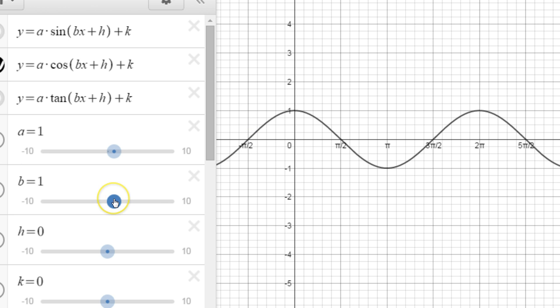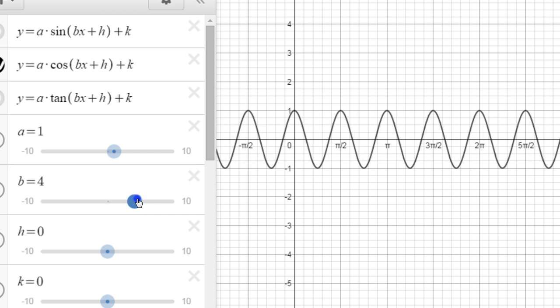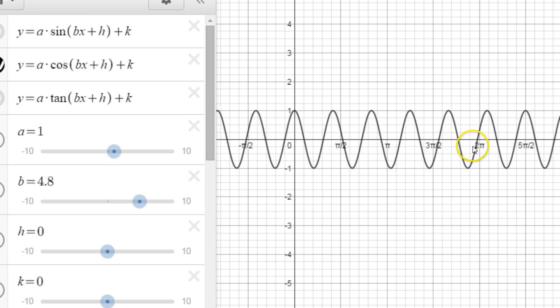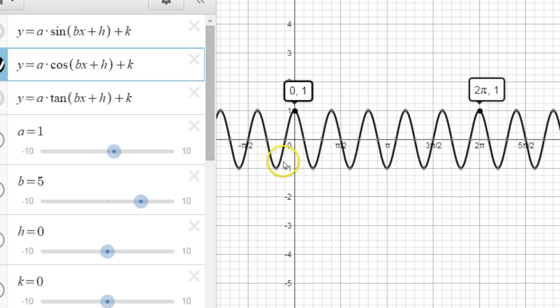And once again, B. If we increase B, we increase the wavelengths or cycles, whatever you want to call it, that are smashed into a normal period, which would be between 0 and 2 pi. In other words, if we go up to 5, there will be 5 wavelengths between these two. Now, instead of on the sine where you count the middle of the wave as your beginning and ending points, you would count the tops. With cosine, it's totally up to you how you want to do it.